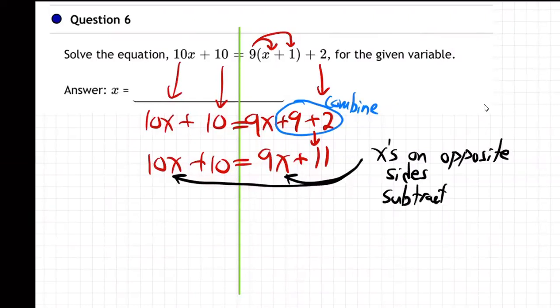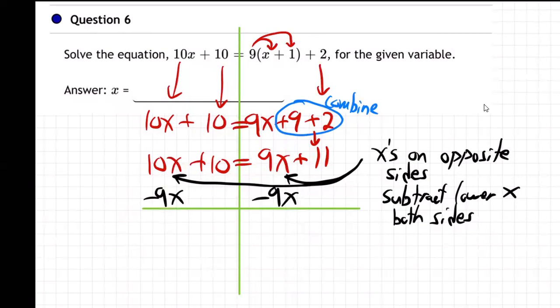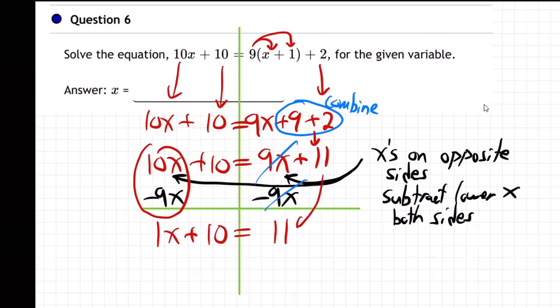And so what do we do? Subtract the lower x from both sides. So I'm going to go minus 9x minus 9x. Is that making sense? So I'm subtracting 9x from both sides. Why? Because then it'll cancel that one out. You see? And I'll have 10x minus 9x is 1x. Let's bring down the 11, bring down the 10.